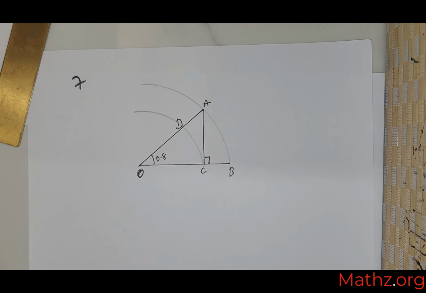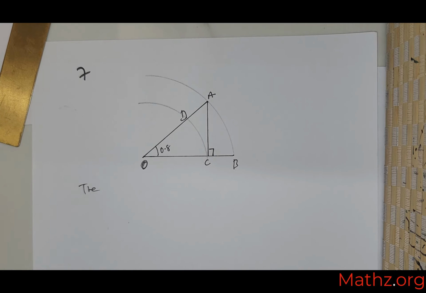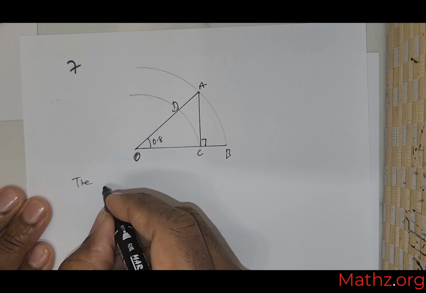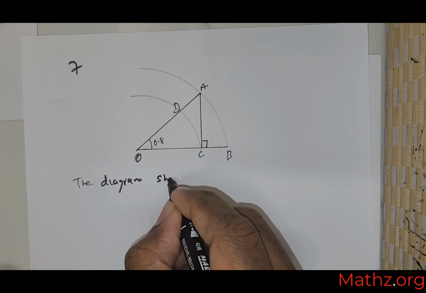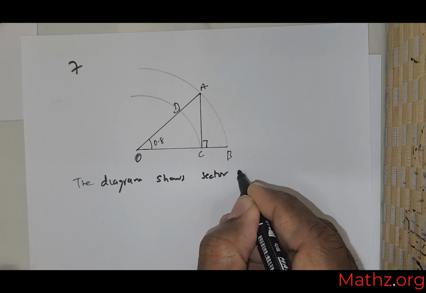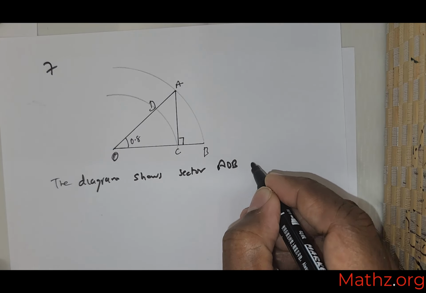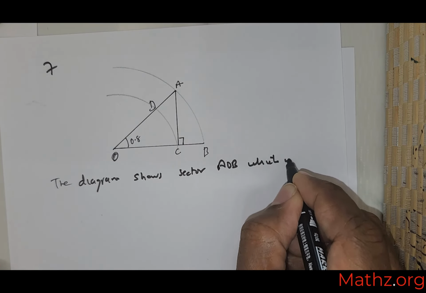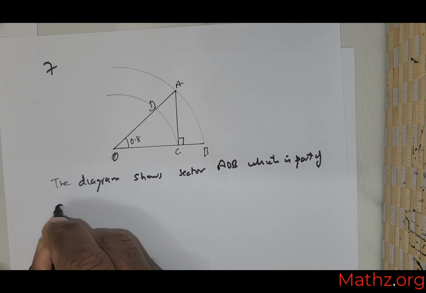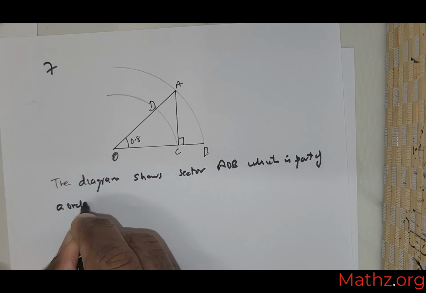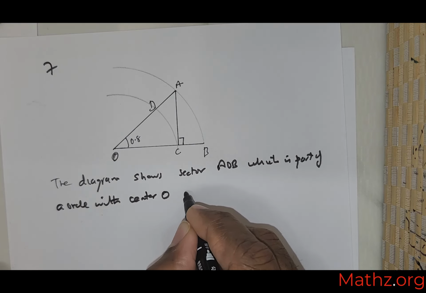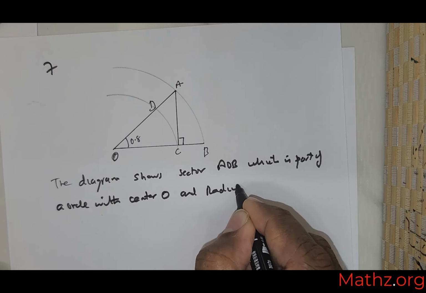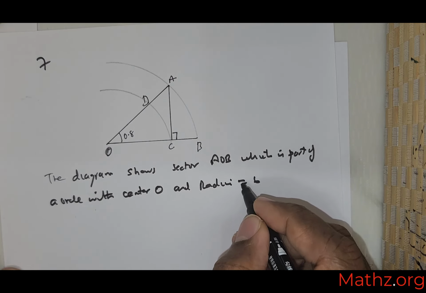Now let me write the following. The diagram shows sector AOB, which is part of a circle with center O and radius 6 cm.